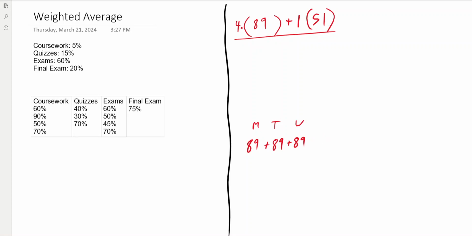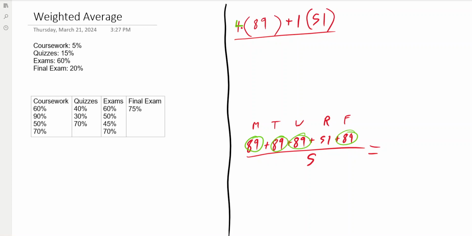Or actually, maybe you do Thursday first. So 51 for Thursday. And then you do Friday, which is 89. And then you divide by the number of days that there are. So you divide by 5. And this certainly does work. But why would you do this? You'll notice that we have how many 89s here?